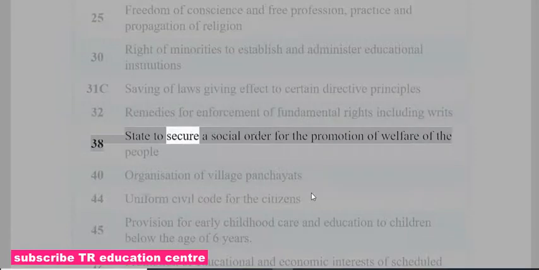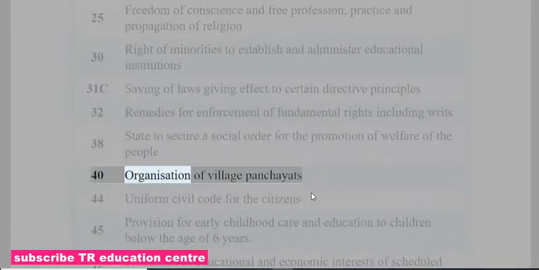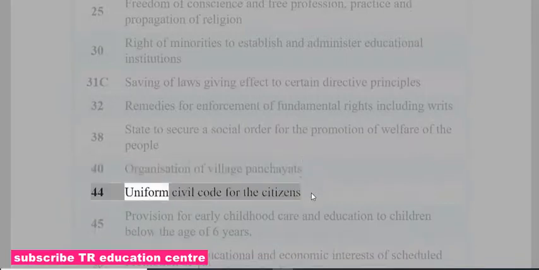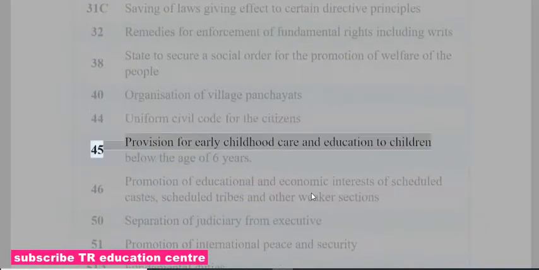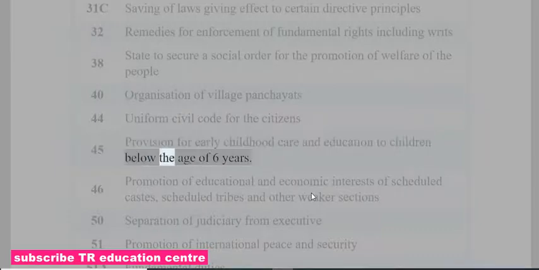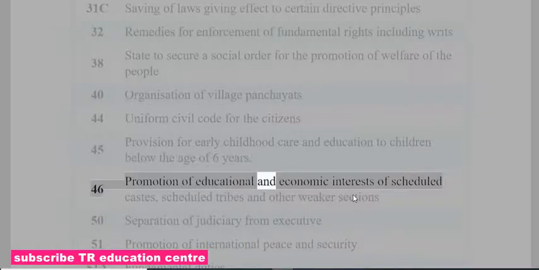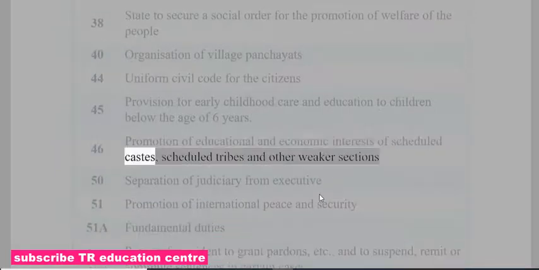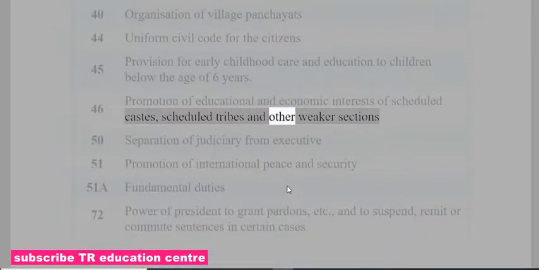38 State to secure a social order for the promotion of welfare of the people. 40 Organization of village panchayats. 44 Uniform Civil Code for the citizens. 45 Provision for early childhood care and education to children below the age of 6 years. 46 Promotion of educational and economic interests of scheduled castes, scheduled tribes and other weaker sections.